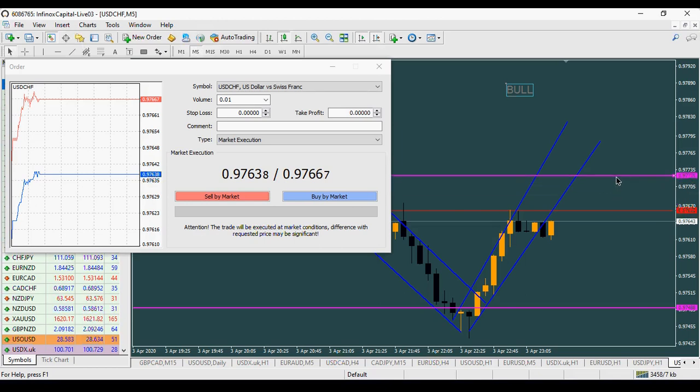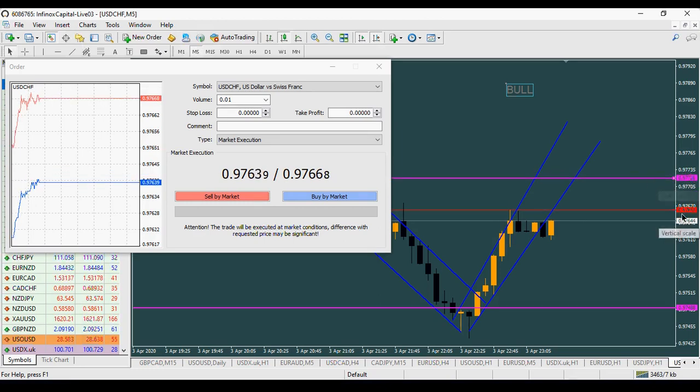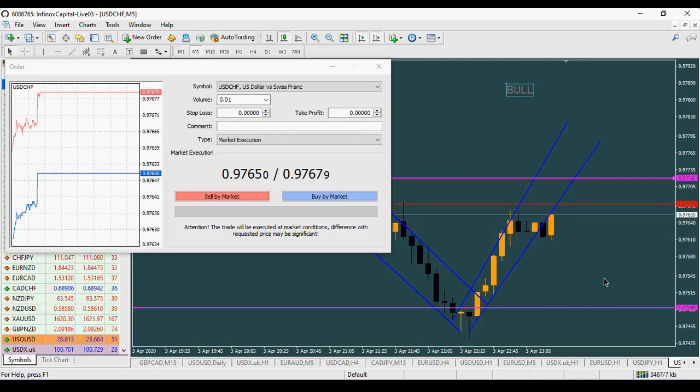Please don't forget about that. Maybe I want to put my stop loss, let me use something bigger. 9772 minus 9766. 72 minus 66 is what? That's about 6 pips. So this is where, if the market goes against me, that's 6 pips.